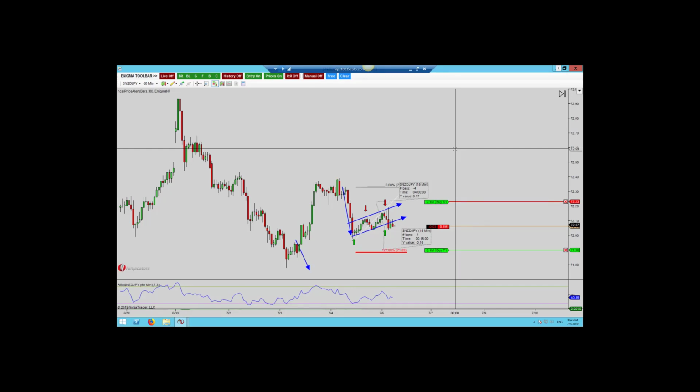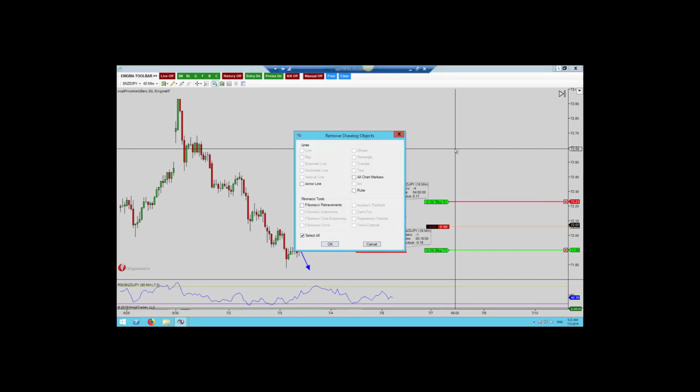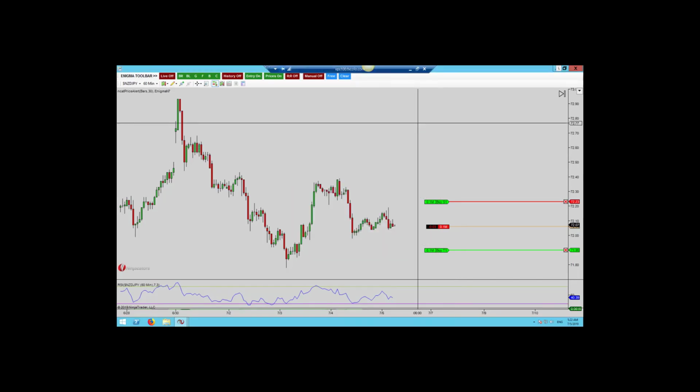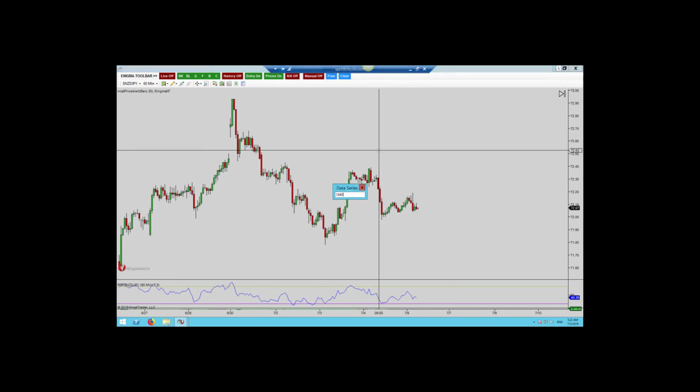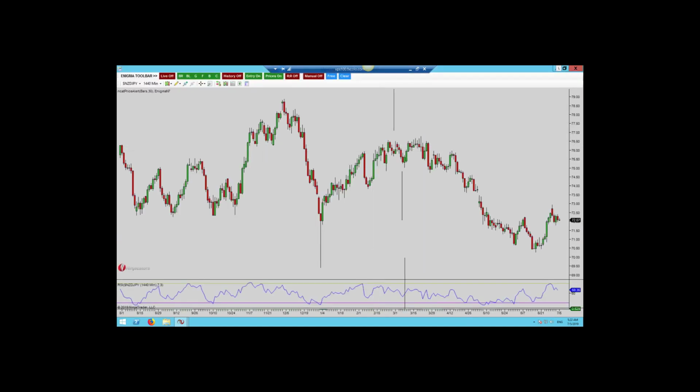So this means that this is now a high probability trade, but I only have a slightly inverse reward to risk, but it is a very high probability, so I'm very happy to take it under these circumstances. Let's go and take a look at the dailies.